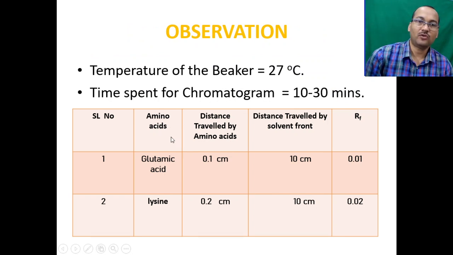If we spot colored compounds, you can see here how far the colored compounds traveled, and we have to note down the distance traveled by the amino acids. Glutamic acid has traveled 0.1 cm from the baseline, lysine has traveled 0.2 cm from the baseline, and the distance traveled by the solvent front is 10 cm. So we can calculate the RF value. How to calculate RF?